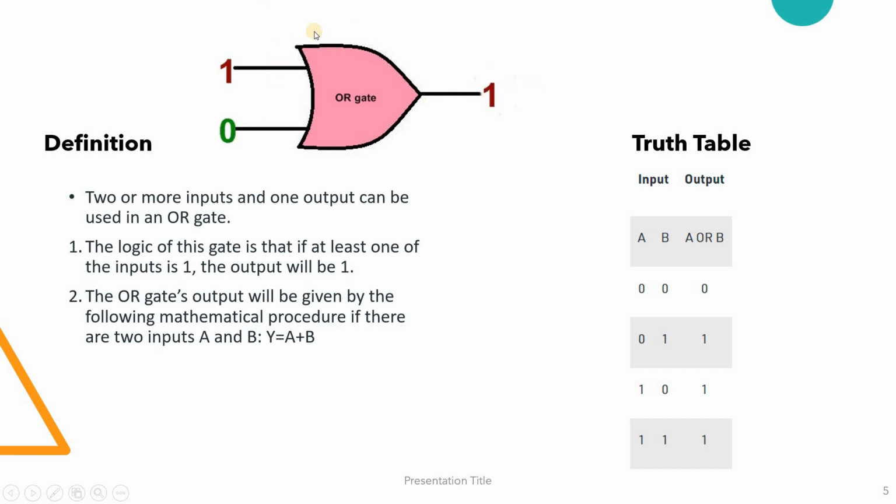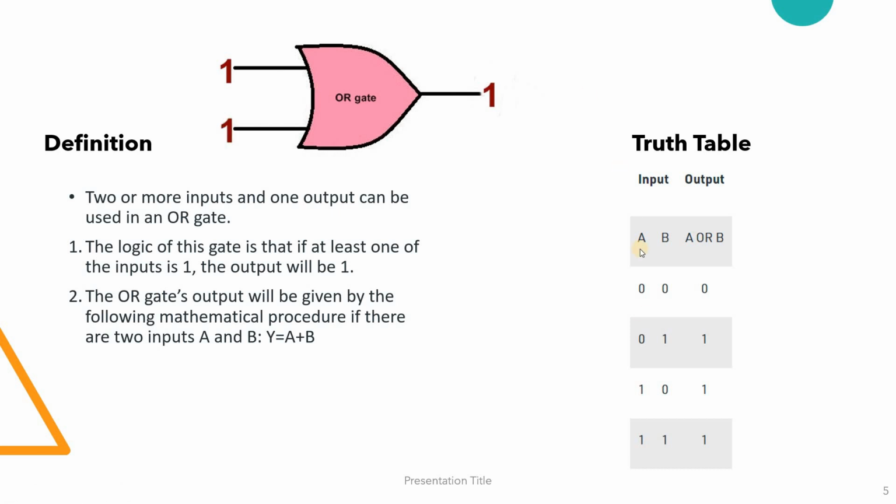This is the symbol we use to indicate the OR gate. The definition of the OR gate is, if we take two inputs, A and B, we use the following concept. If we get the input 0, 0, we get 0. 1, 0, we get 1. 0, 1, we get 1. 1, 1, we get 1. We gather those data underneath the truth table.